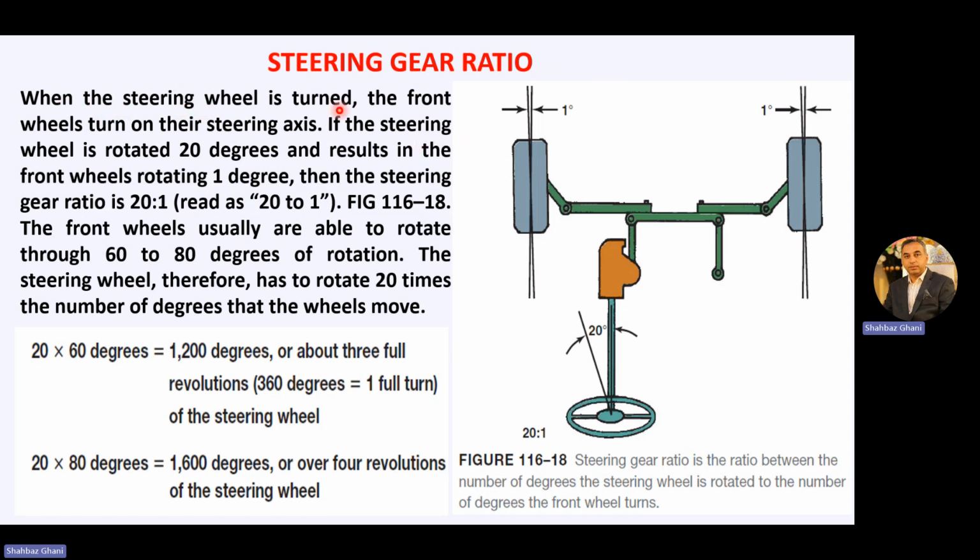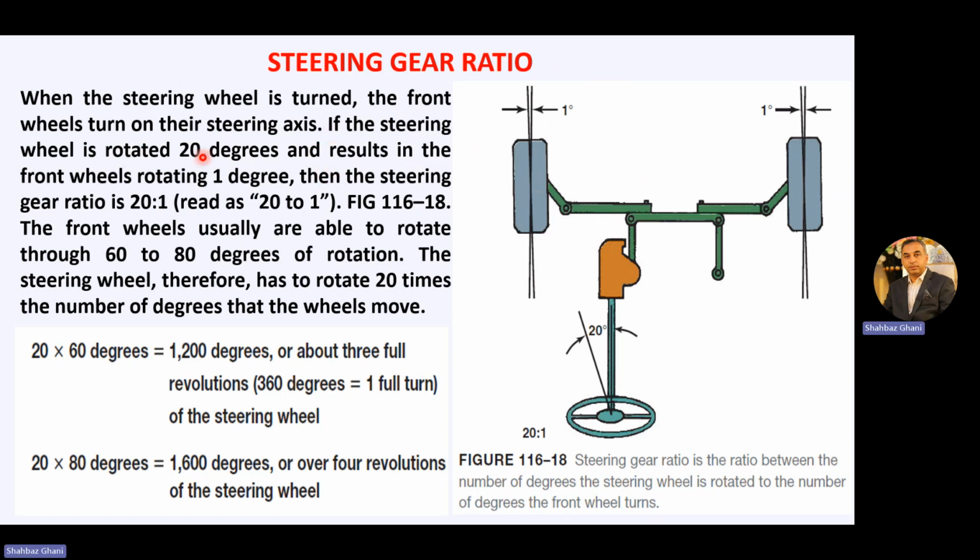When the steering wheel is turned, the front wheels turn on their steering axis. If the steering wheel is to rotate 20 degrees and results in the front wheel rotating 1 degree, then the steering gear ratio is 20:1, read as 20 to 1. Now I read again. When the steering wheel is turned, the front wheels turn on their steering axis. So these are your front wheels, they turn on their steering axis.